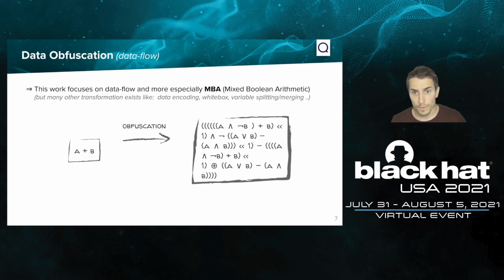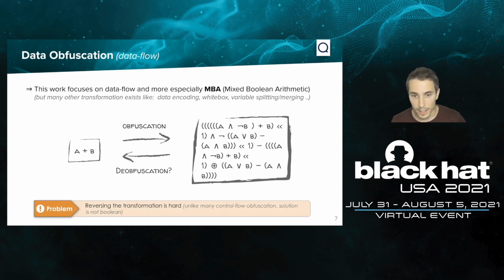So the question from a reverse engineering point of view is, how do we get back the original expression? And that is a difficult question because unlike control flow obfuscations, the answer is not Boolean. With control flow obfuscations, you sometimes want to negate branches, check that some of them are dead, or so on, but here you really want to recover the original expression, and that is difficult.